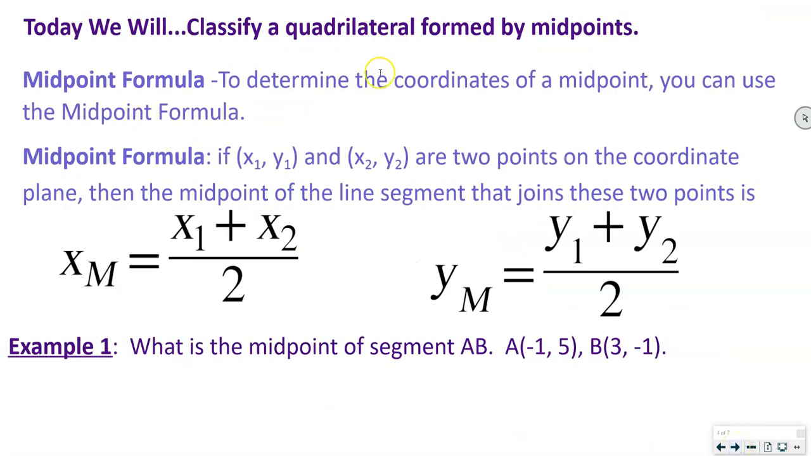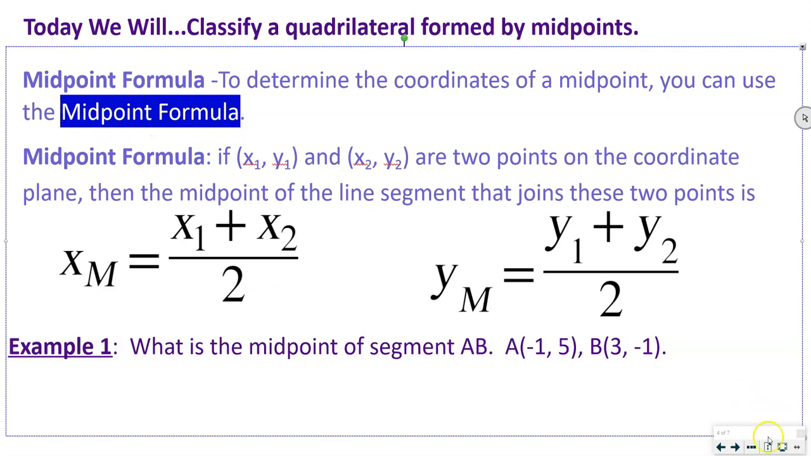So today we will classify a quadrilateral formed by midpoints. The midpoint formula is used to determine the coordinates of a midpoint. So you can use the midpoint formula. And I'm pretty sure this should have been underlined, y'all. Midpoint formula right there. That's what was underlined in your notes.